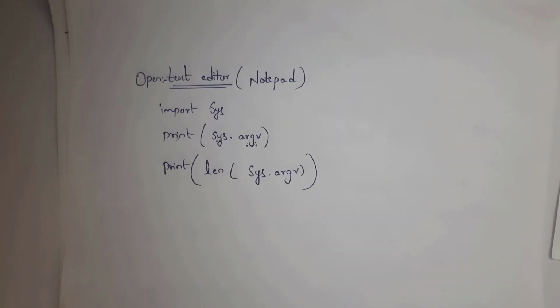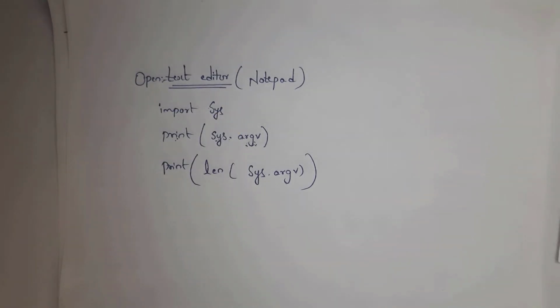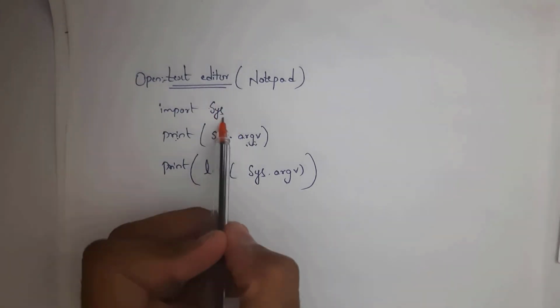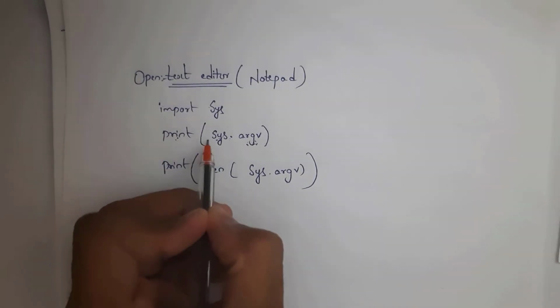At first you need to open any text editor like Notepad, and inside Notepad you need to write import sys. By using the import keyword you can import any module. I want to import sys module. So I just wrote here import sys. After writing import sys, then write print sys.argv.